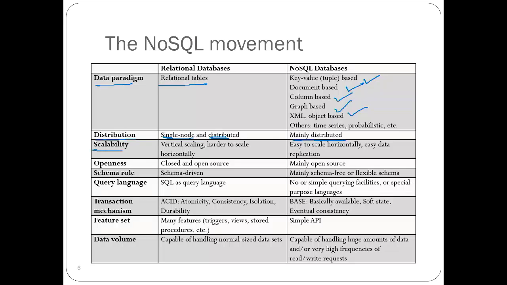Scalability: if you want scalability in a relational database, you should go with vertical scaling. It is harder to scale horizontally, whereas vertical scalability would be a possibility, but that has a limitation. We can't go beyond a limit. Whereas for NoSQL databases, it is easy to scale horizontally. Easy data replication, openness. For relational, you can have the closed version versus open source. That is about in what form you can get it. Some relational databases you'll have to buy, like Oracle, whereas for NoSQL, these are mainly open source.